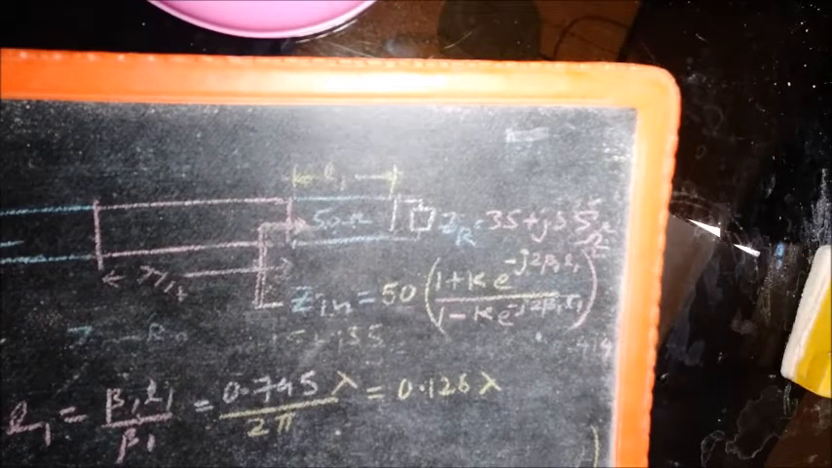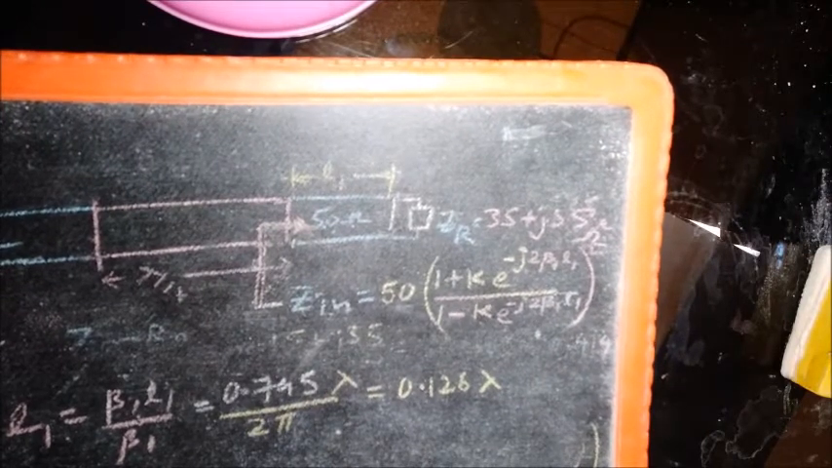The next part of the question has been answered, or rather, I think that was the first part. One of the first two parts was to find out L1 and L2. L2 we know is lambda by 4. L1 is 0.126 lambda.